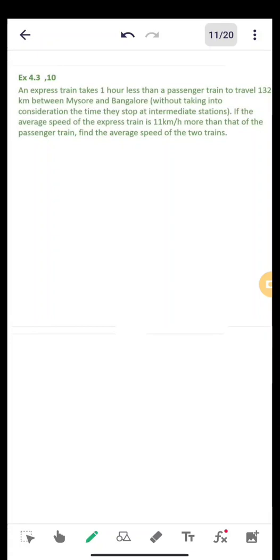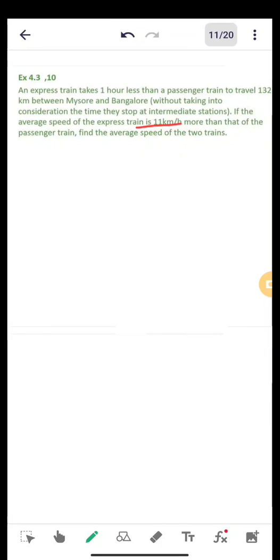An express train takes 1 hour less than a passenger train. So there are two trains, one is express, another is passenger, and everybody knows that an express train goes faster than a passenger train. So an express train takes 1 hour less time to travel 132 kilometer between Mysore and Bangalore than a passenger train.